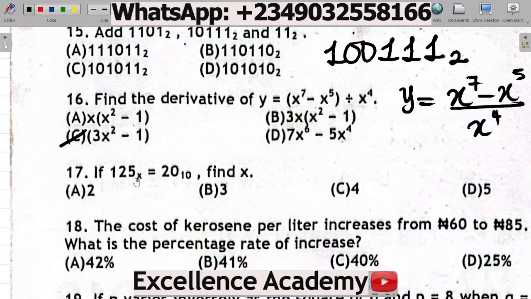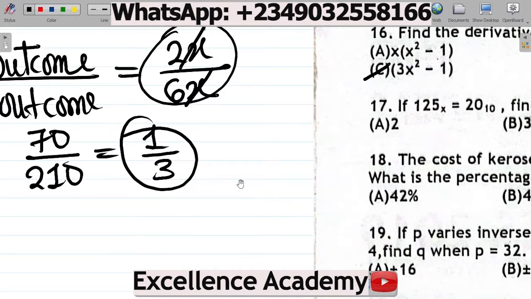Moving on, question number 17. 17 says, if 125 base x is equal to 20 base 10, find x. A, 2, B, 3, C, 4, D, 5. All right, so how do you solve this?